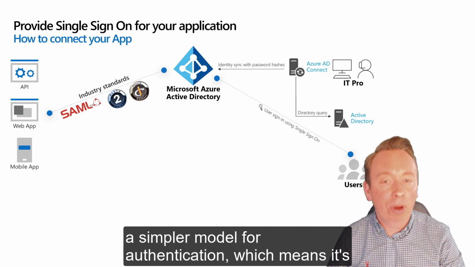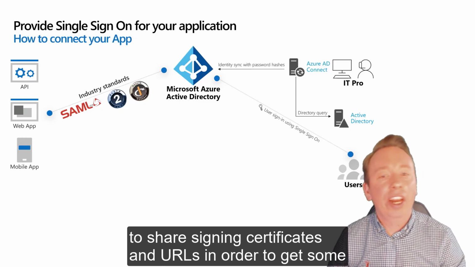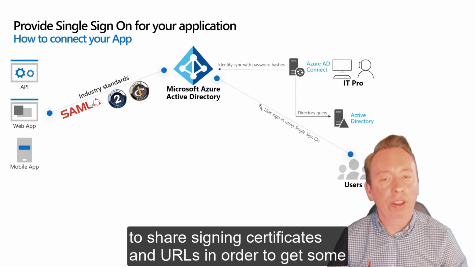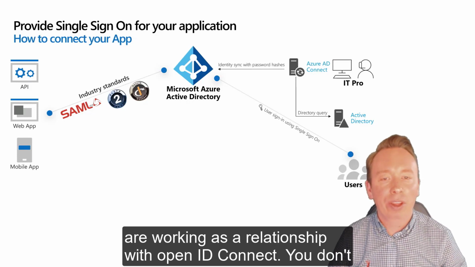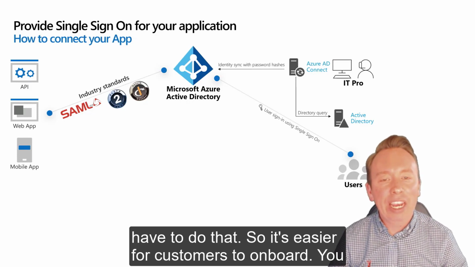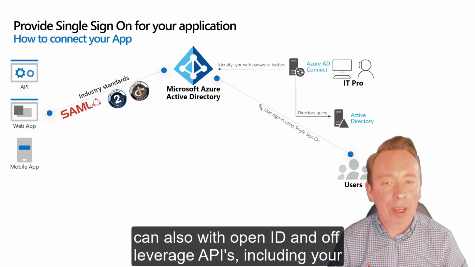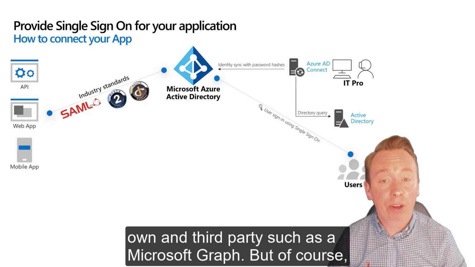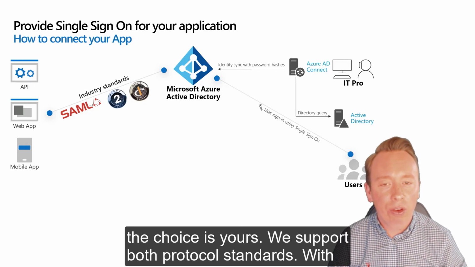It has a simpler model for authentication, which means it's easier for customers to onboard. When you look at SAML, you have to share signing certificates and URLs in order to get SAML working as a relationship. With OpenID Connect, you don't have to do that, so it's easier for customers to onboard. You can also, with OpenID and OAuth, leverage APIs, including your own and third-party, such as the Microsoft Graph. But of course, the choice is yours. We support both protocol standards.